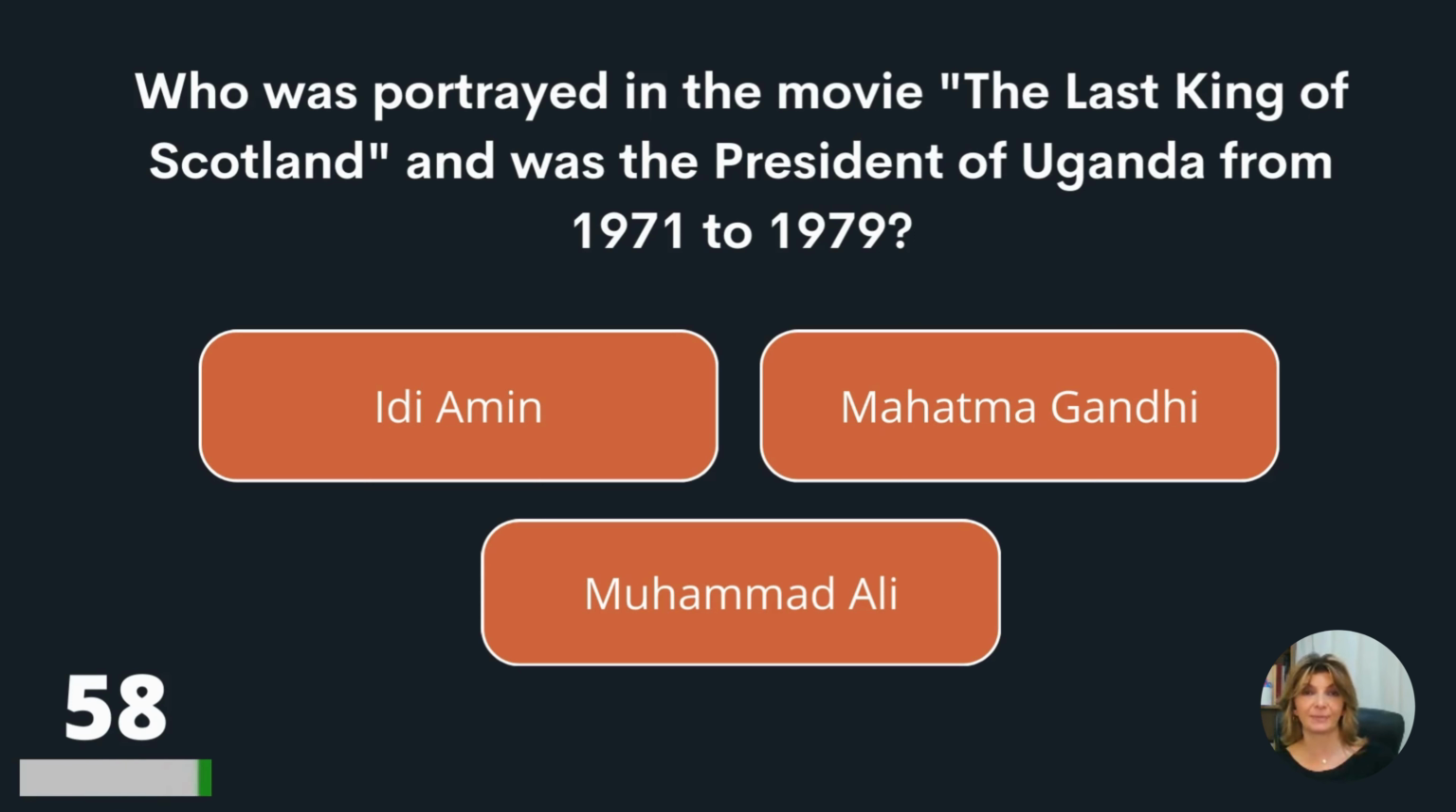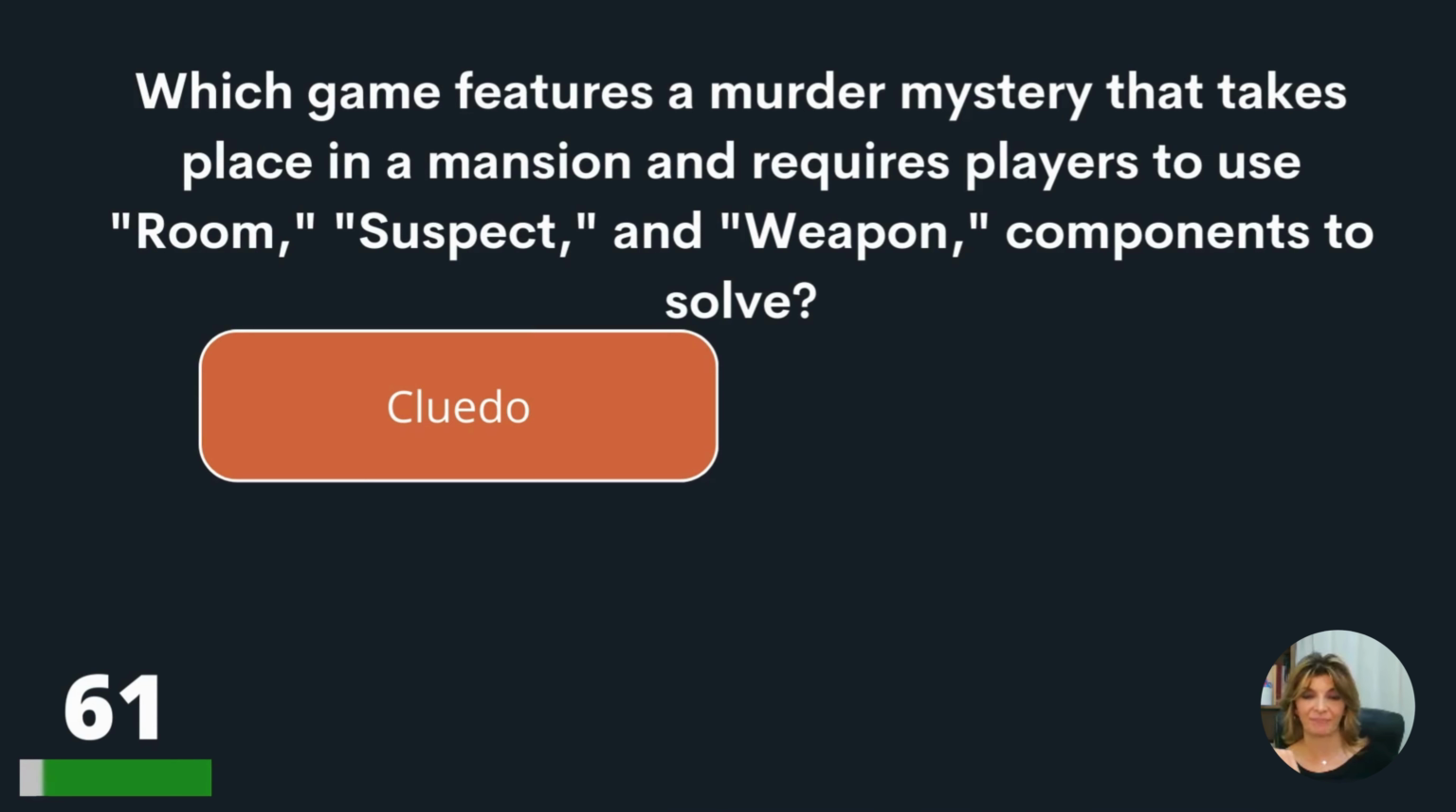And let's go to sports and games. Which game features a murder mystery that takes place in a mansion and requires players to use room, suspect, and weapon to solve? Cluedo, Monopoly, or Scramble? Cluedo.